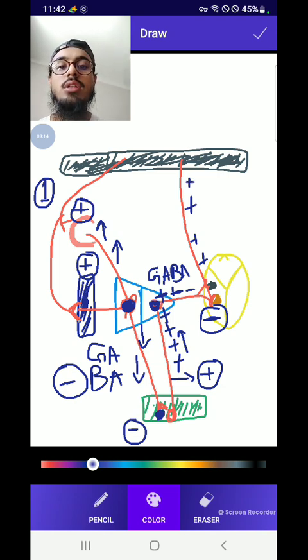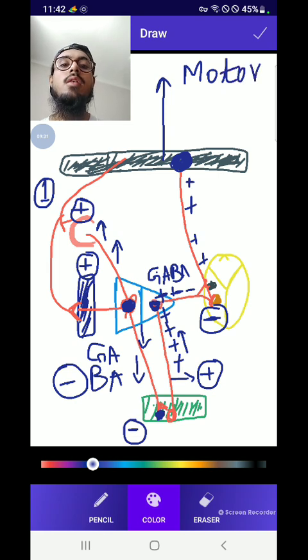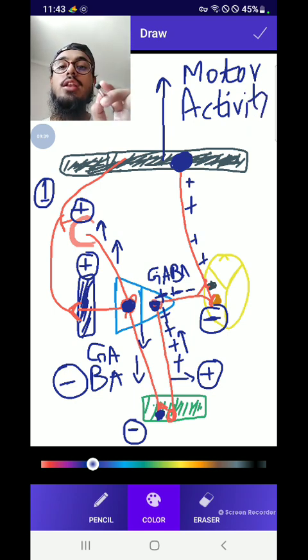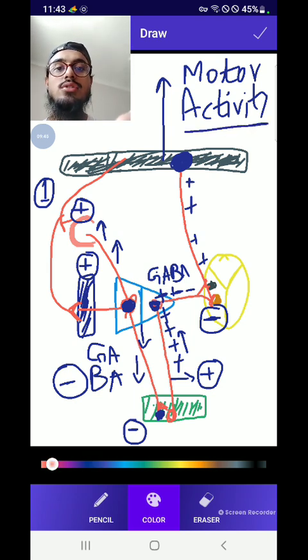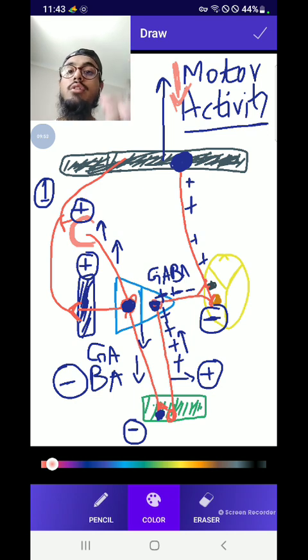Okay, so at the end of it, when it reaches the cortex again at the motor area, the action potential is very low. So when the action potential reaching the cortex is very low, it means the motor activity also decreases, too much decrease. Okay, when a lot of action potential goes to this area, it means a lot of inhibition.